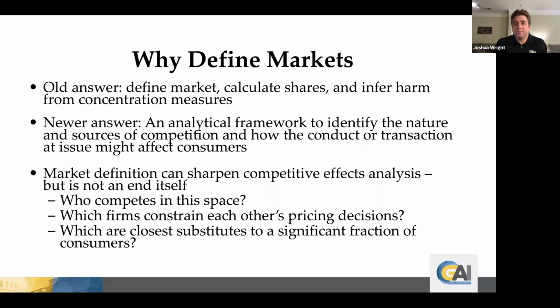The market definition is no longer really an end unto itself, but it can sharpen our competitive effects analysis. We can identify, sort of paint the picture of who competes in this space, which firms are a constraint for other firms, where should we be looking in our search for potential competitive constraints on the exercise of monopoly power for some particular merger or conduct that we're interested in.